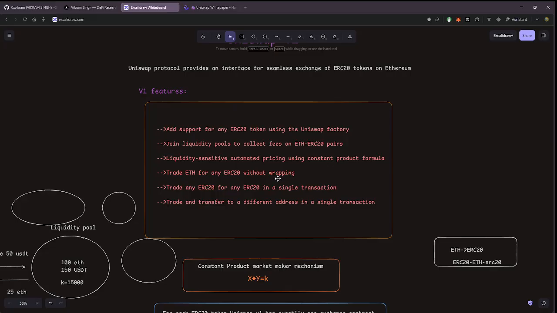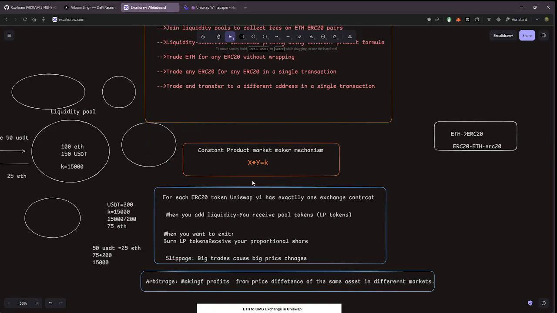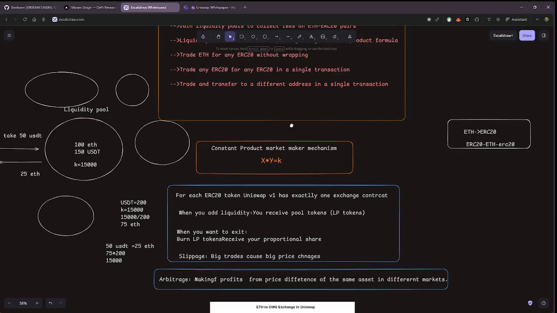The next is liquidity sensitive automated pricing using the constant product formula. The liquidity pools of Uniswap use a formula which is x * y = k. Suppose x is USDT and y is Ethereum. So the number of USDT tokens and the number of Ethereum tokens, when multiplied, should always be a constant k. Let's understand this with an example.